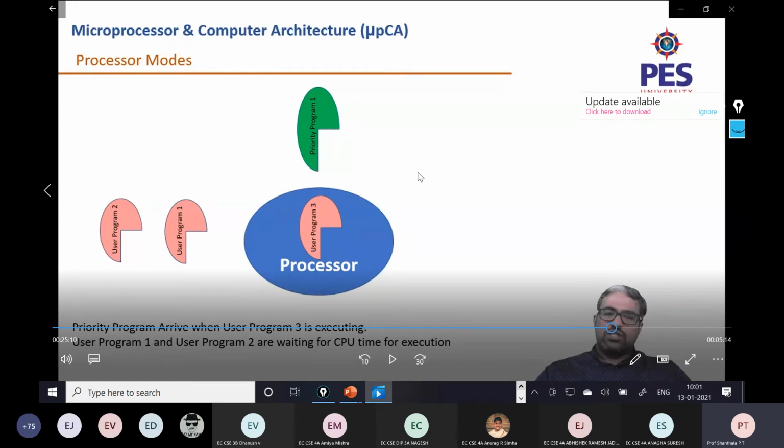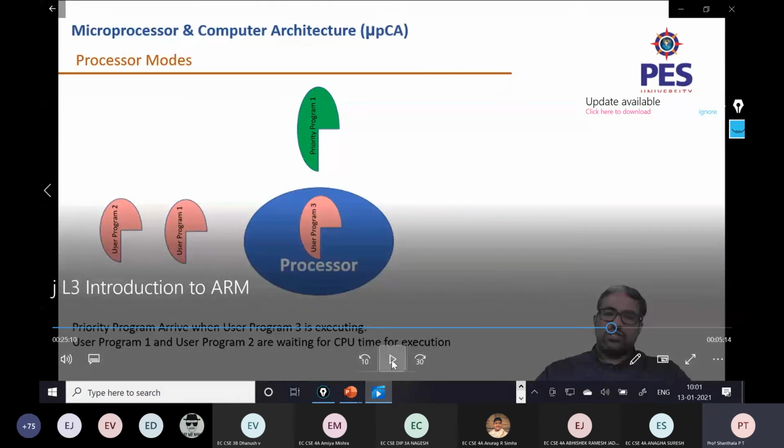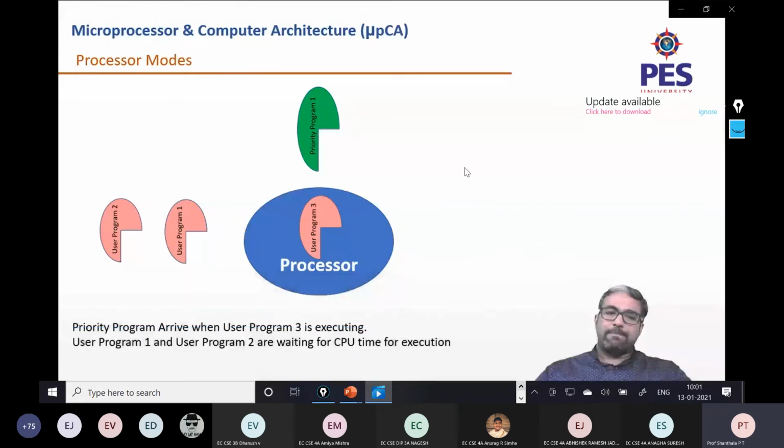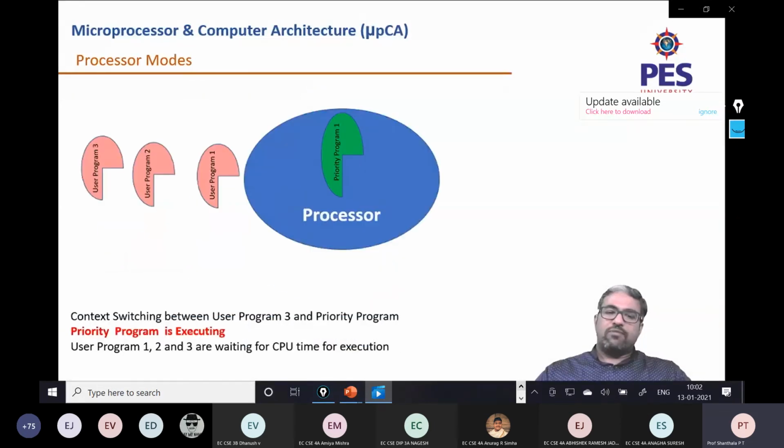So for a priority program, the user program is not the high priority here. There will be a context switch between user program 3 and the priority program. The priority program will go for execution and user program 3 will go to the waiting queue, waiting for its chance to execute.